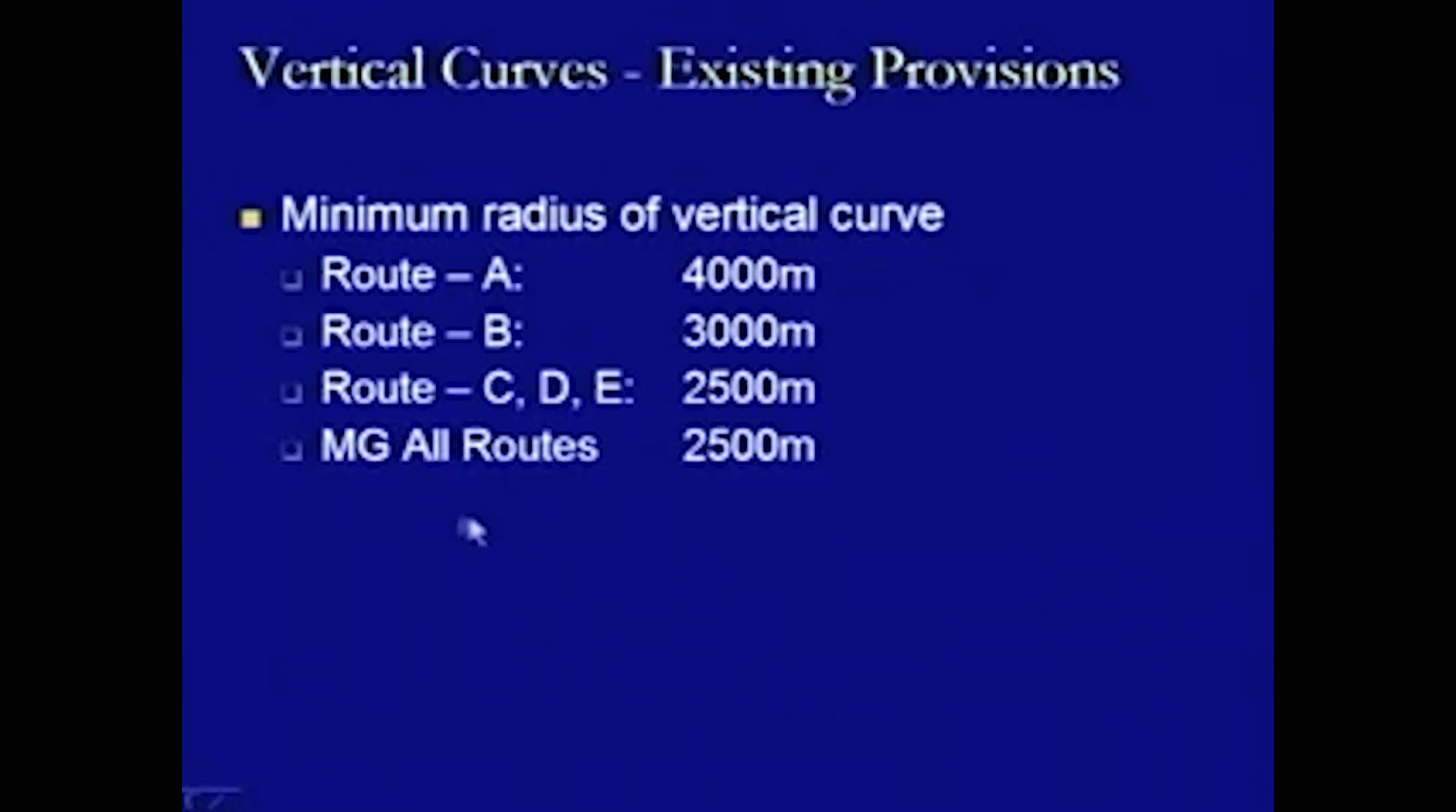In the case of the meter gauge, for all types of routes, that is Q, R or S routes, this is defined as 2500 meters.